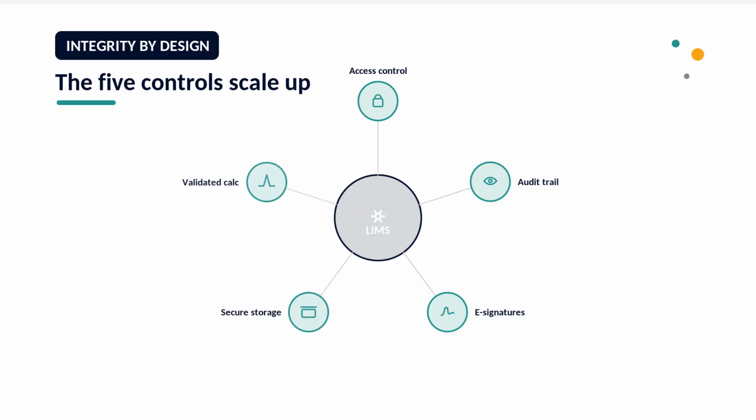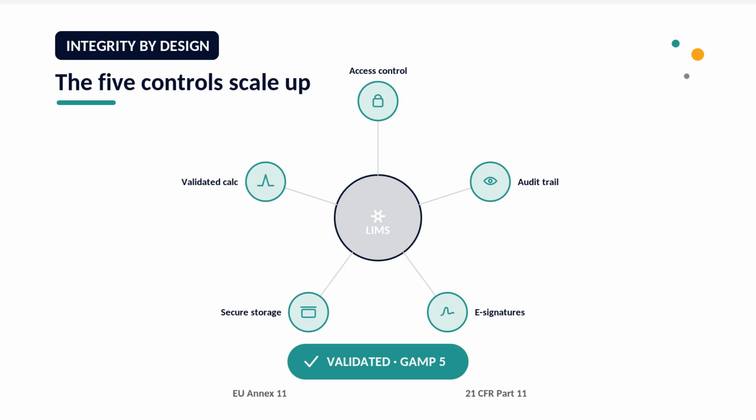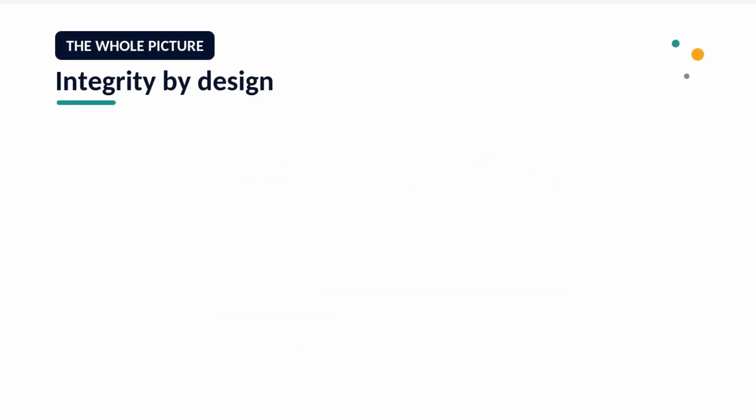The LIMS itself is a computerized system, so it must be validated, following GAMP 5 and change-controlled. Exactly as EU Annex 11 and 21 CFR Part 11 require. That's what integrity by design means. The same ALCOA Plus principles, the same 5 controls, built into the system the entire lab runs on. Validated before it's trusted. So that's the whole picture.